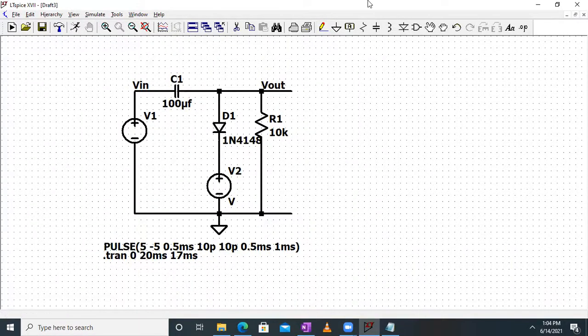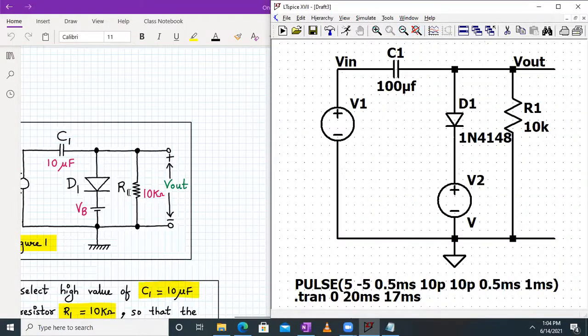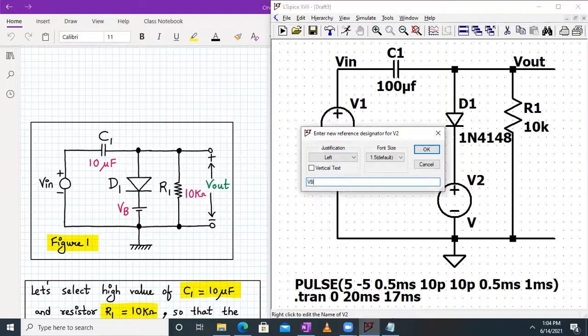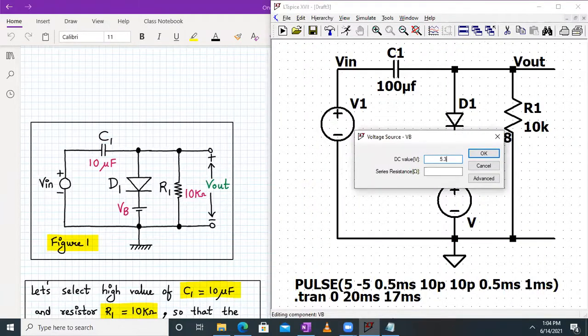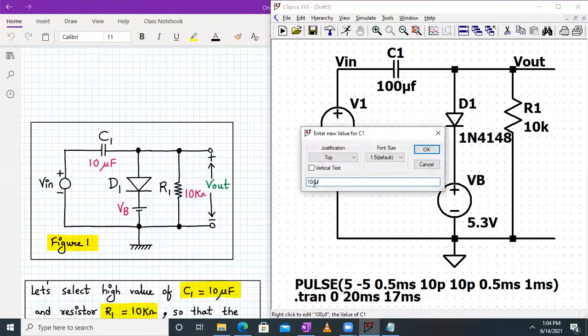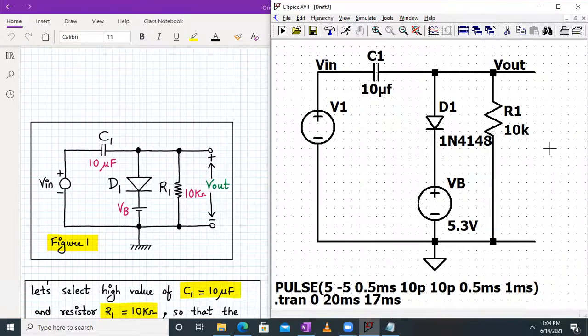This voltage, we call it VB. Let me show it to you. Yeah, so this is the circuit. As you can see, both are almost the same. This VB has to be 5.3 volts. That's what we have decided. And this capacitor value has to be 10 microfarad. Fine. So the rest everything will remain the same.